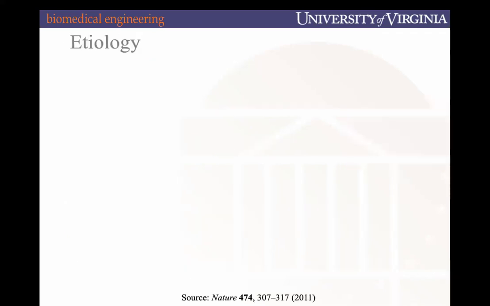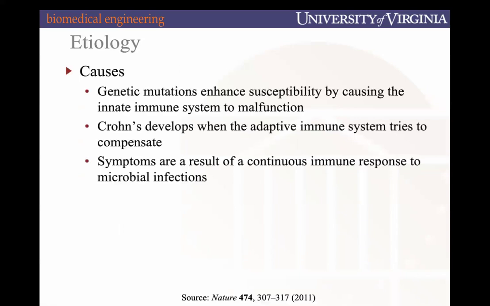As far as causes for Crohn's disease, we've talked before about monogenic and polygenic diseases. Monogenic diseases are a result of one single mutation in one gene, whereas polygenic diseases are caused by a family of genes, or a group of genes, that are affected. Crohn's disease is a polygenic disease, and so there are a number of mutations that enhance susceptibility by causing the innate immune system to be dysfunctional.